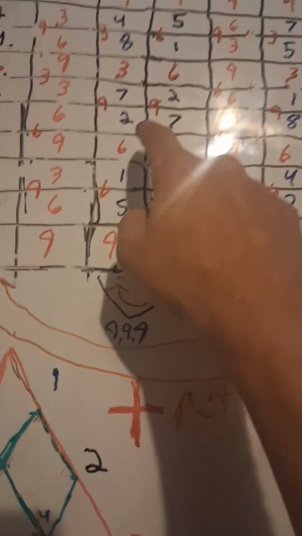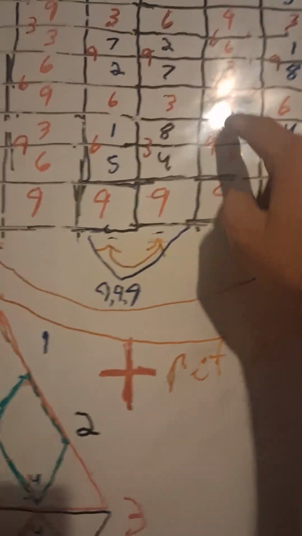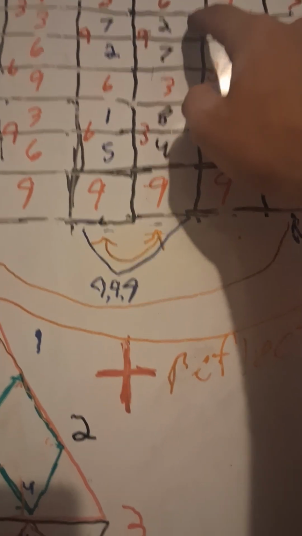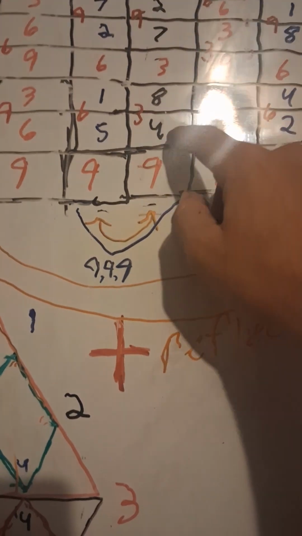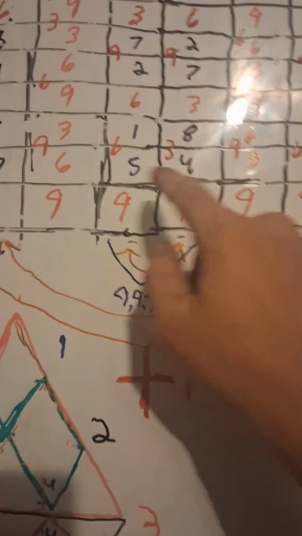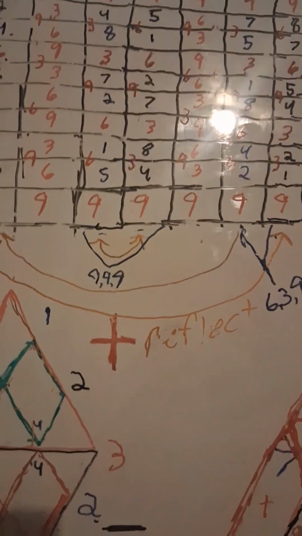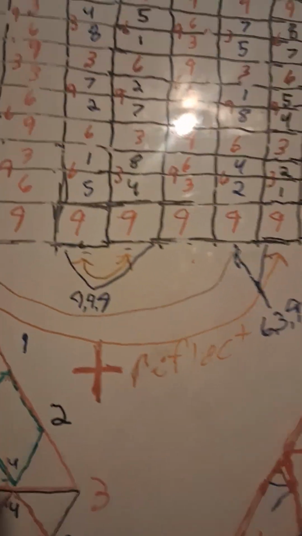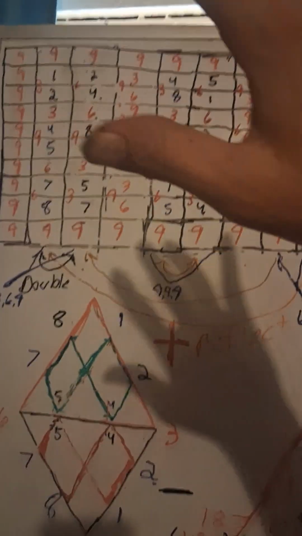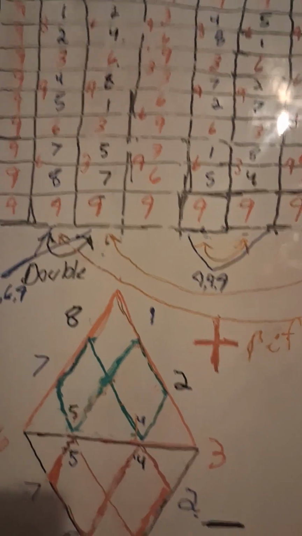4, 8, 3, 7, 2, 6, 1, 5. And then you have 5, 1, 6, 2, 7, 3, 8, 4. So it's basically the same pattern, except for this pattern's going down and this pattern's going up. All right, so the 6 and the 3, the 9 acts as the boundary. All right, it's the boundary. The 6 and the 3 are the pistons. They're the push and pull.